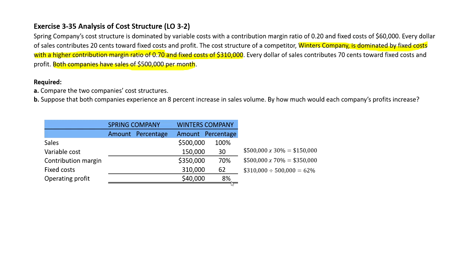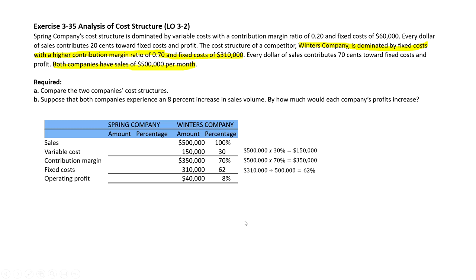Now, the next part is B, and it asks us, what is the new profit going to be if sales increase by 8%? So I can go through and restate this whole entire income statement. And since it's abbreviated, it would go pretty quickly. Some things to keep in mind: sales is going to increase by 8%. Variable costs are going to increase by 8%, and contribution margin is going to increase by 8%, but fixed costs will stay the same.